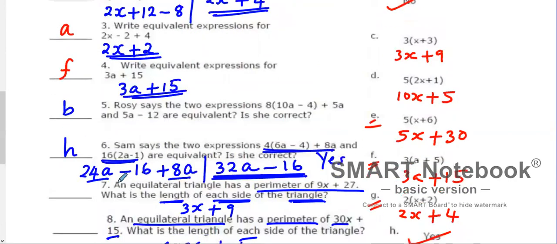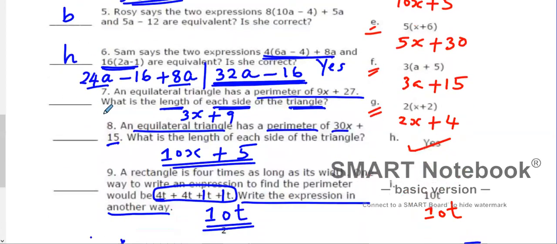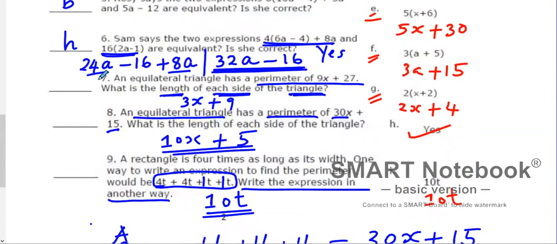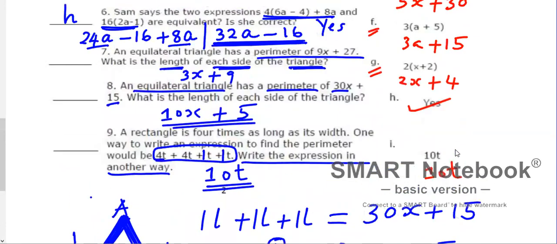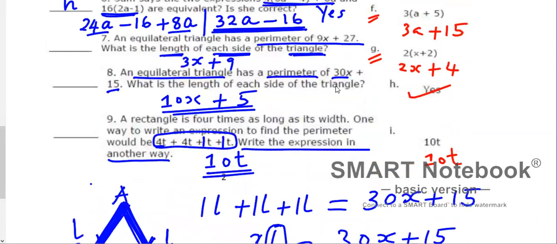5 and 6 were done. So 5 and 6 were done, B and H. Let's go to question number 7. Question number 7 was 3x plus 9. Do we have 3x plus 9? Yes, we do. The answer is C. So right here, the answer is C.